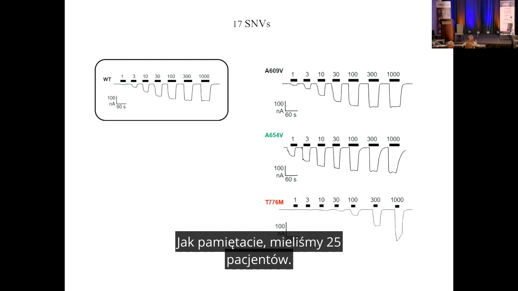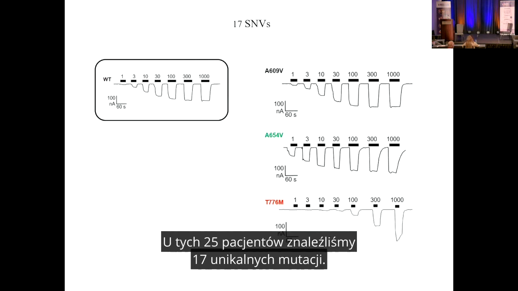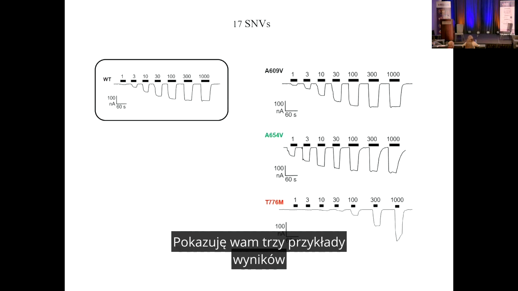As you remember, we had 25 patients, and in these 25 patients, we found 17 unique mutations. I'm showing you 3 examples of results from 3 different people. In the box, that was the control. Above here, you have 1 patient that had a mutation on position 609. This mutation is not really causing any change in the current.